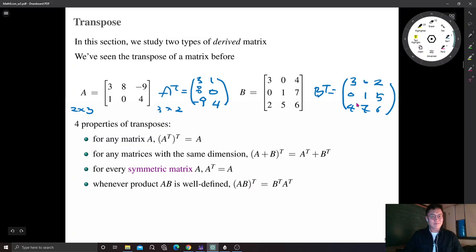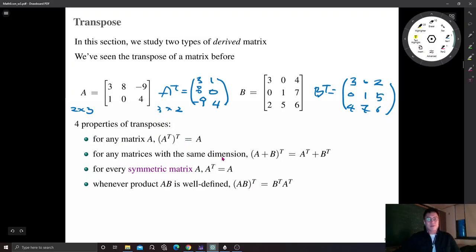And now four properties of transposes. The first property is quite straightforward. If we take the double transpose, we interchange rows and columns and interchange again, so we get back to the original matrix. A's double transpose is equal to A. It's quite intuitive. I don't think we need a formal proof for this.